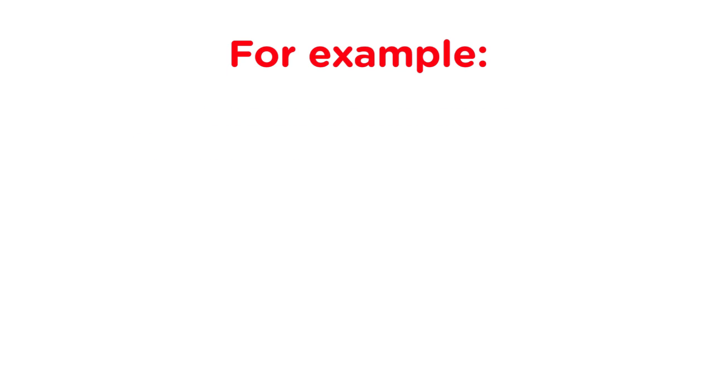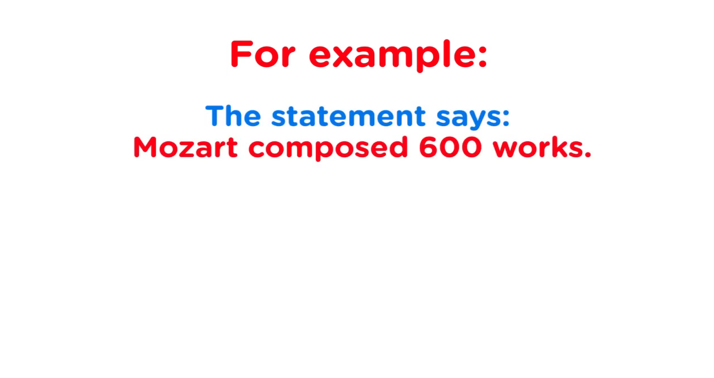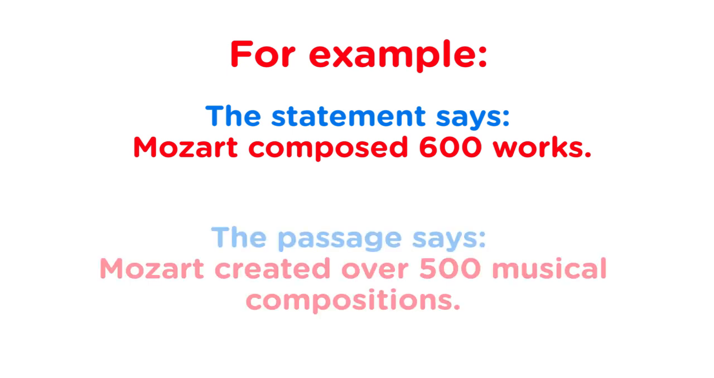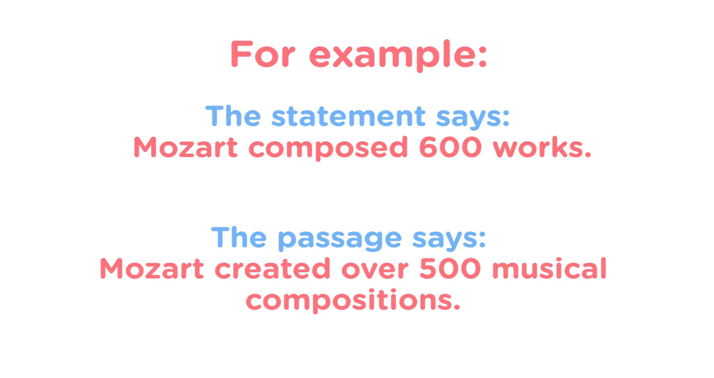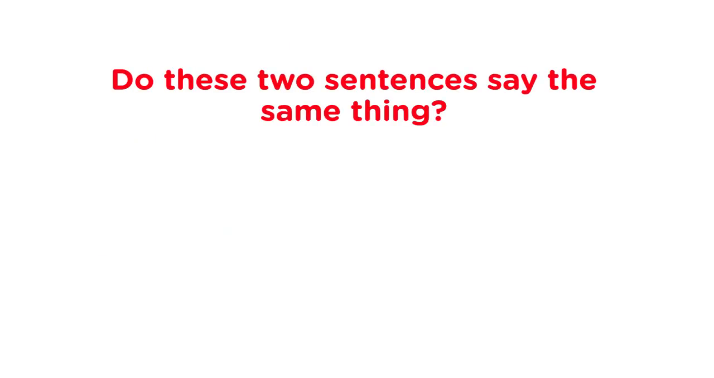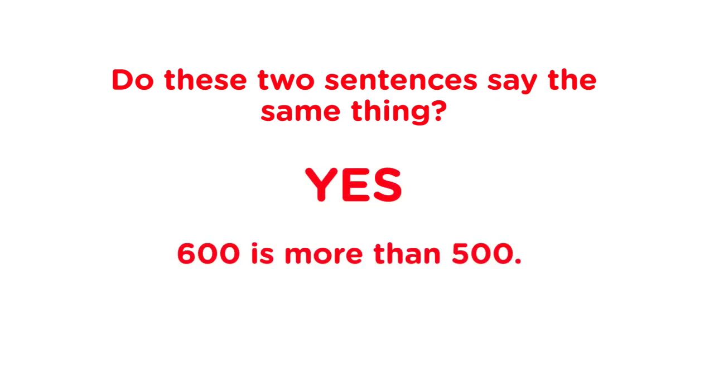For example, the statement says Mozart composed 600 works. The passage says Mozart created over 500 musical compositions. Do these two sentences say the same thing? Yes, 600 is more than 500. So the answer would be considered true.